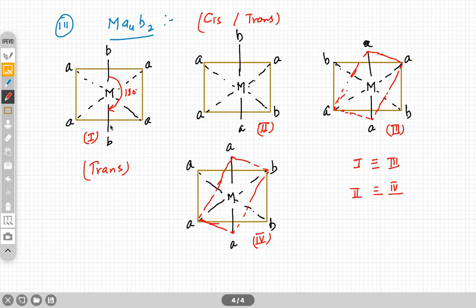If B is present at 180 degree, okay. Here you see the 2B atoms, the angle between this B and this B, this bond, it is 90 degree, right? So when the bond angle is 90 degree here, then it is cis isomer. So this one is cis, this one is trans. And if you look at the bond angle here between B and B, it is 180. Here also it is 180 if you look at this. And that's why first and third are the same thing. Second and fourth, you see the bond angle is 90, hence these two are also same.